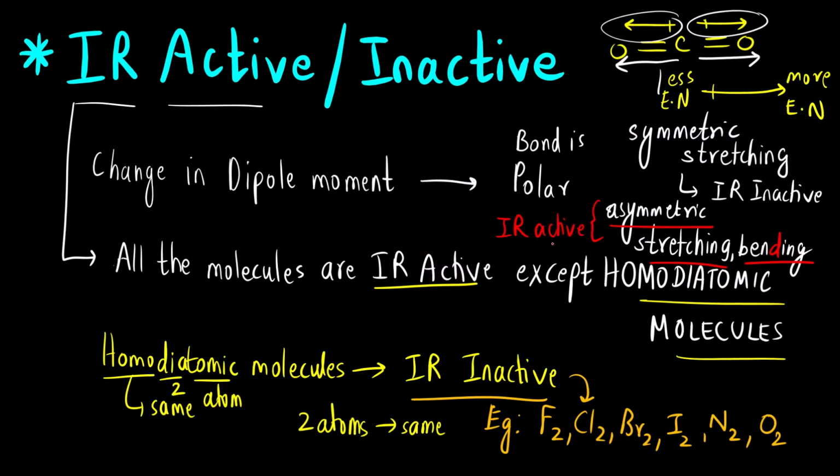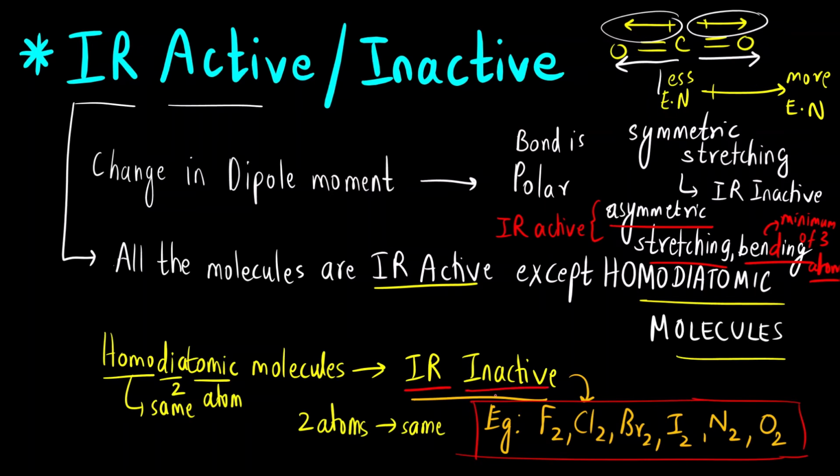Now you would ask, why are these modes not present in homodiatomic molecules? Because bending can take place only when there is a minimum of three atoms. Three atoms must be present for bending to take place. So I hope you have understood this condition, that all the molecules are IR active except homodiatomic molecules.